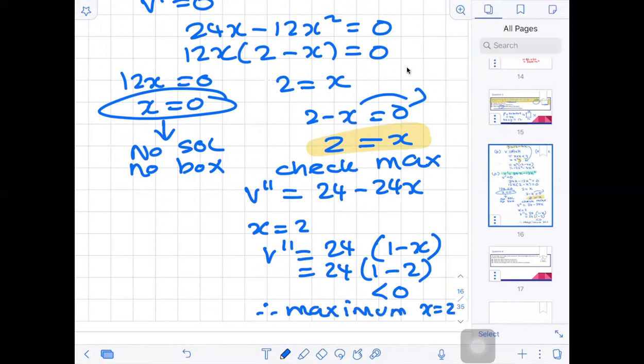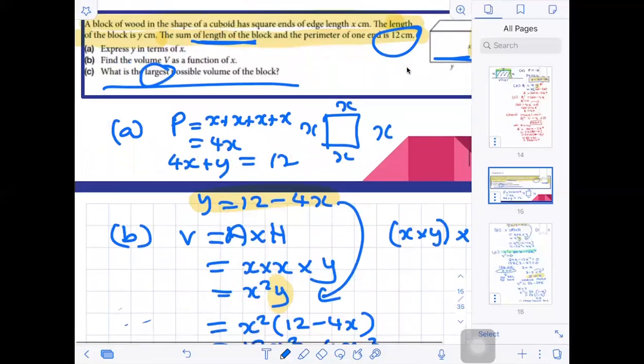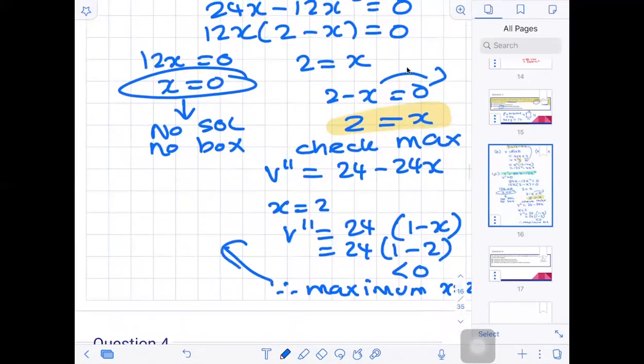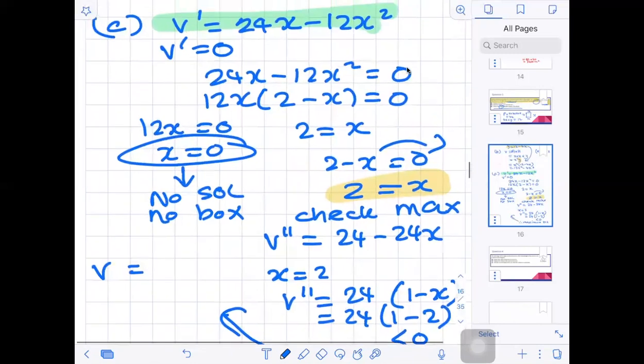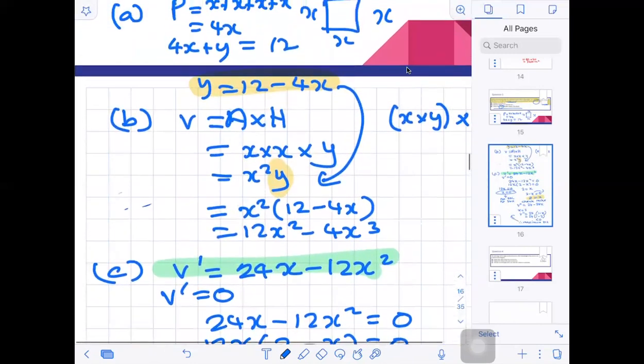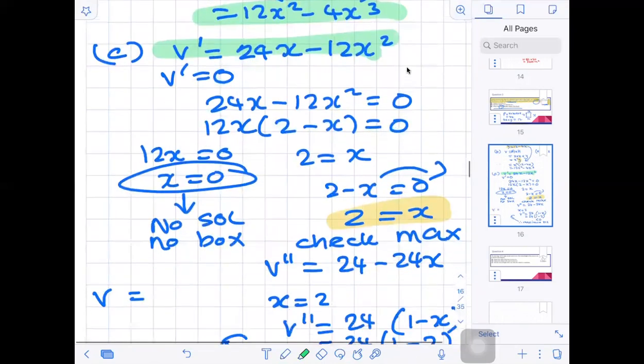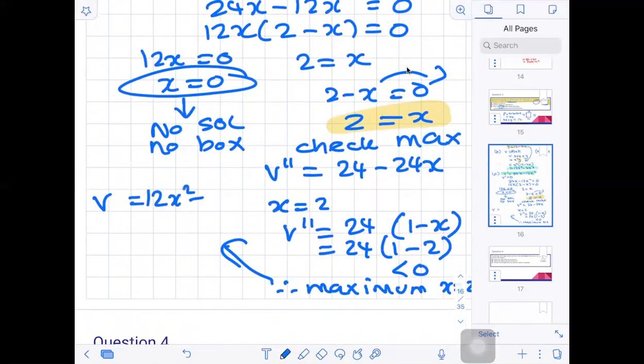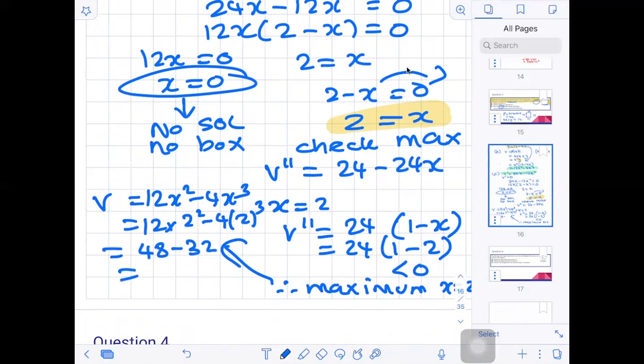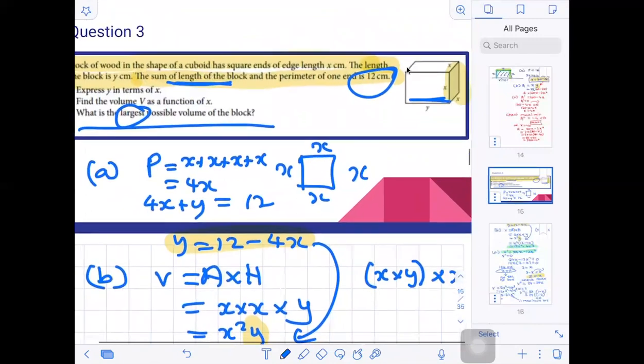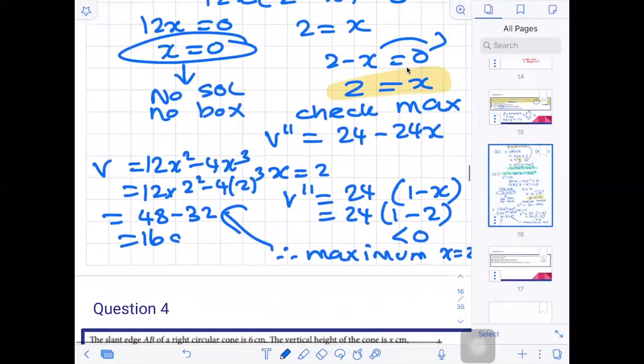Now, question is, have I answered the question? What is the largest possible volume? So I've only found x for the largest possible volume. I haven't found the largest possible volume. So the volume formula is way back up here, 12x squared minus 4x cubed. So you then have to put the 2 in there. So 4 12s are 48 minus 4 8s are 32. So that would be 16. What units are we talking here? Centimeters. So it's 16 centimeters cubed for the volume.